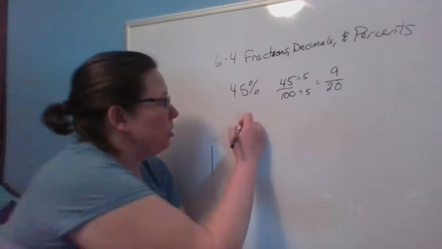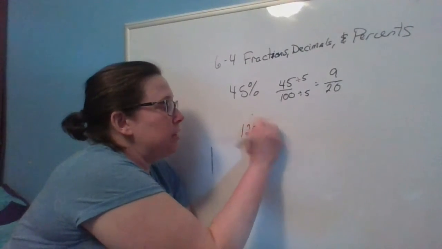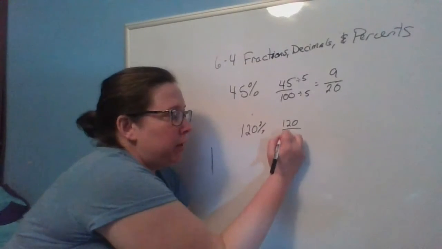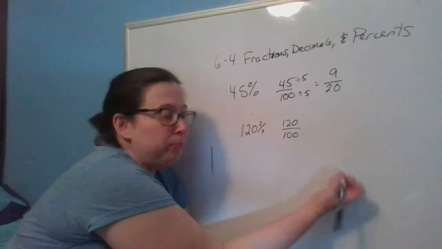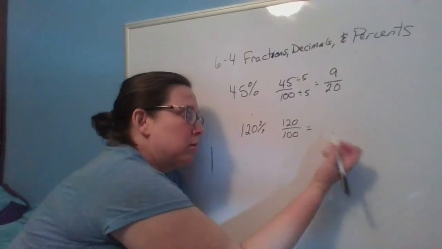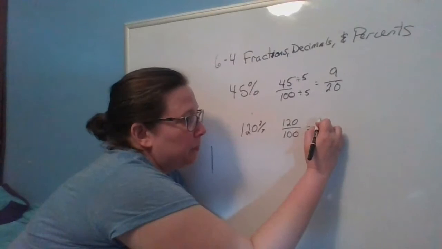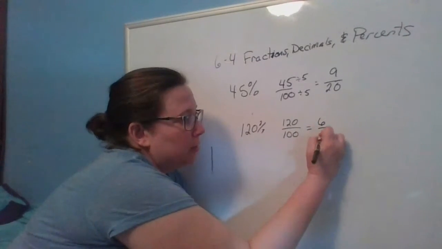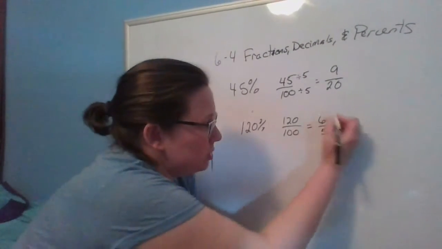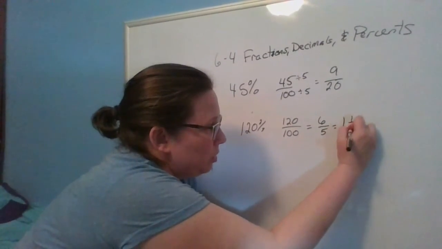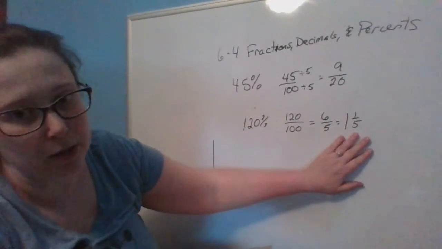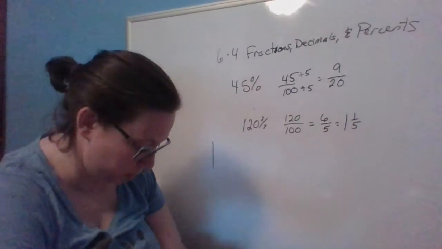The next one they give us is 120%. So again, even though that's over 100, we are comparing to 100. We can reduce this by dividing by 20. We get this. And we can change this into a mixed number, which is 1 1/5. So 120% would be the same as 1 1/5.